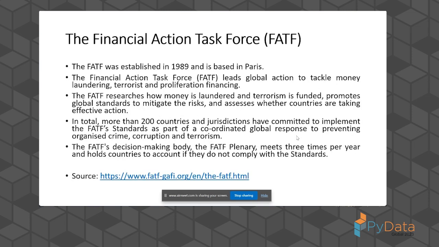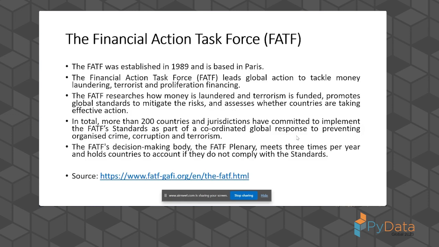Then there's something called FATF, that is the Financial Action Task Force. FATF was established in 1989 and is based in Paris. It leads a global action to tackle money laundering, terrorist and proliferation financing. It researches how money is laundered and how terrorism is funded, promotes global standards to mitigate the risks, and assesses whether countries are taking effective action.